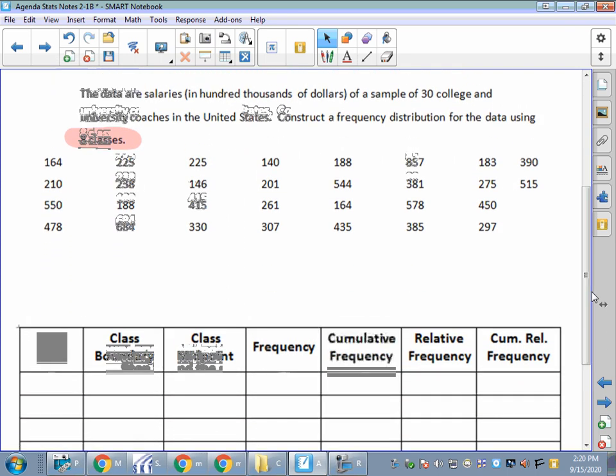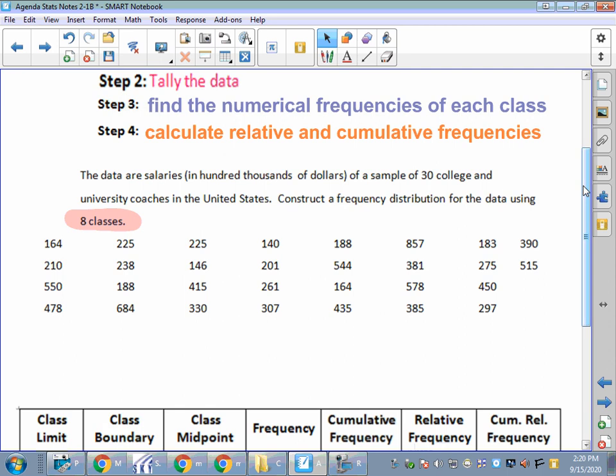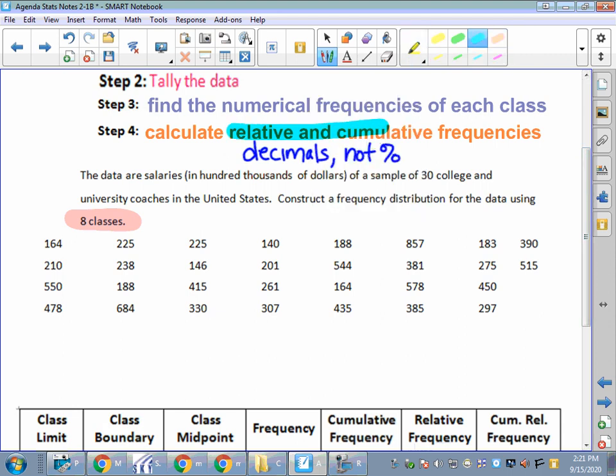Our first job is to figure out our highest and our smallest so we can figure out our range, and then we can figure out our class width. Also, I do want to say up here, when you do your relative frequencies, I'm going to ask you to keep those as decimals, not as percents. Sorry, I forgot about that, for our relative and cumulative frequencies.